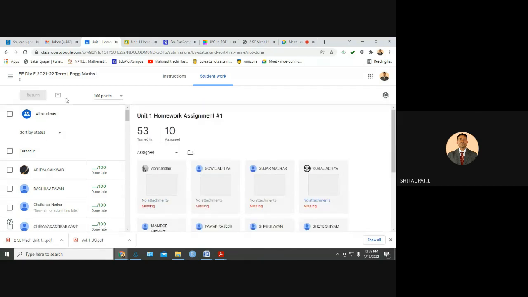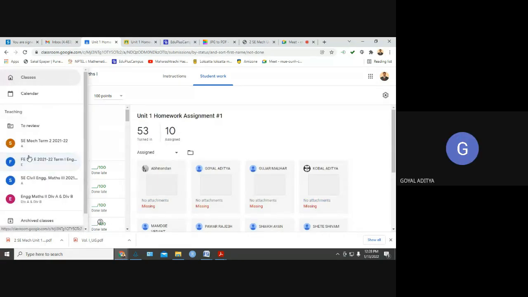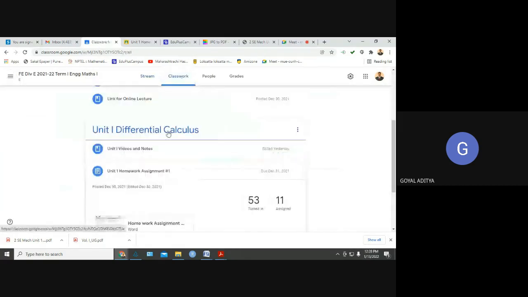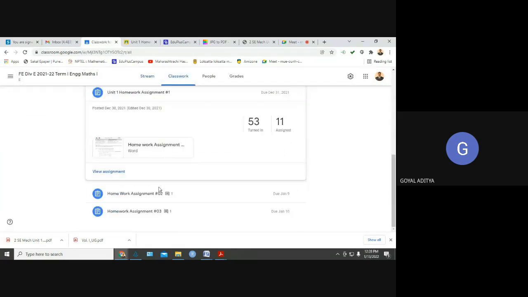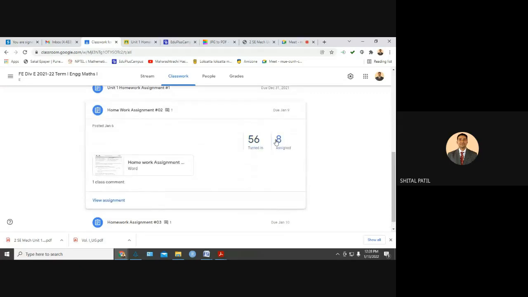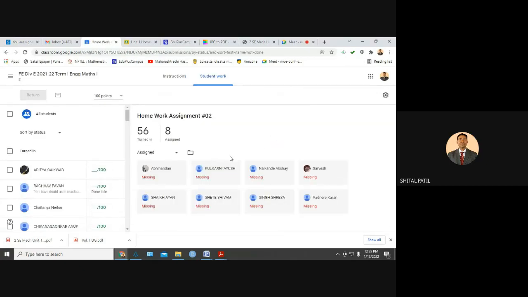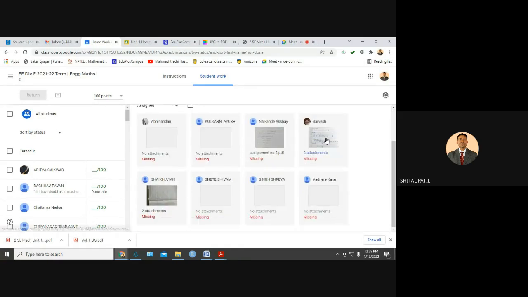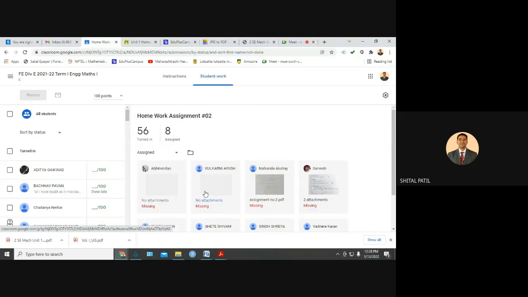Same is the case with assignment number 2 also. I have done it but it is not showing to you. I will have to see what the problem is. There are Abhinandan, Ayush, Akshay, Sarvesh; the assignment is visible here. Ayan, then Karan, Shreya. See, whatever the technical problem is, you try to solve it.